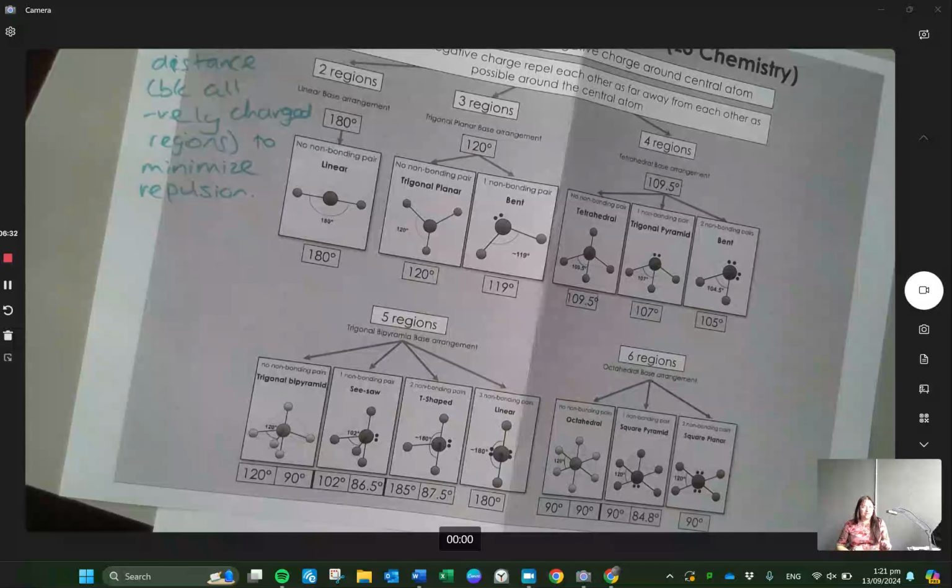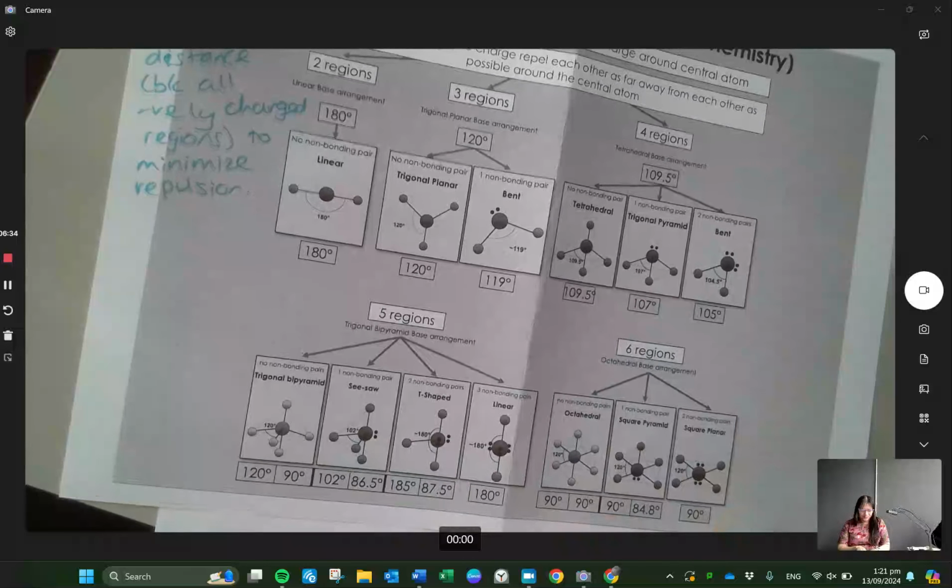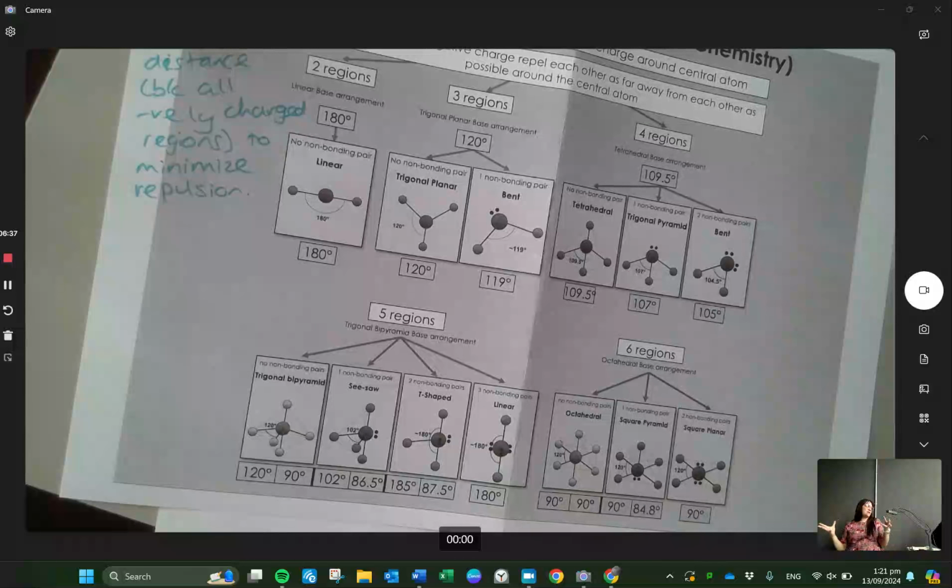All right, cool. So 5 and 6 regions. So that's why we're able to do that extended octet. We now have more space because of that d orbital.